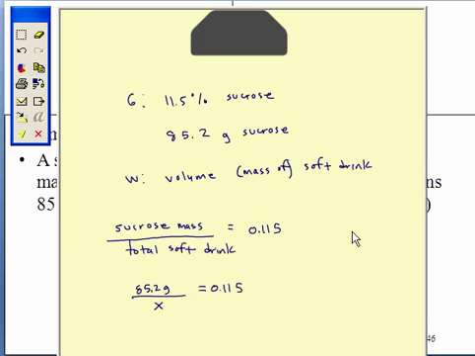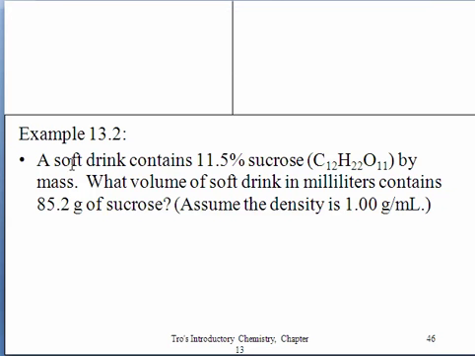Okay, good. So let's look at another problem. This is example 13.2 in your textbook. A soft drink contains 11.5% sucrose, which is table sugar, by mass. What volume of soft drink in milliliters contains 85.2 grams of sucrose? Assume the density of the soft drink is 1 gram per milliliter.